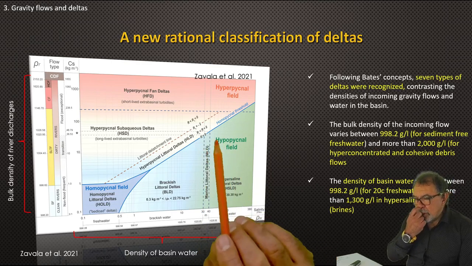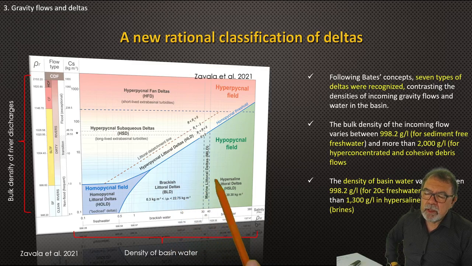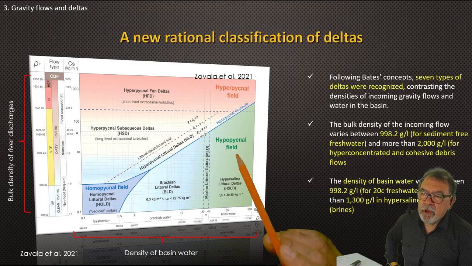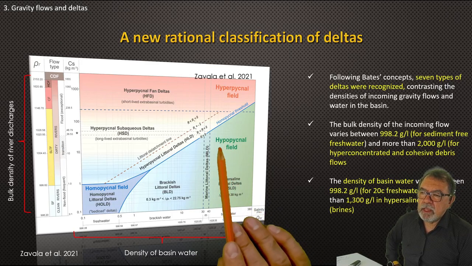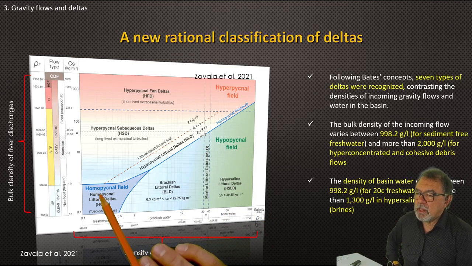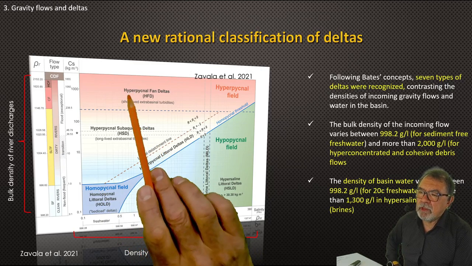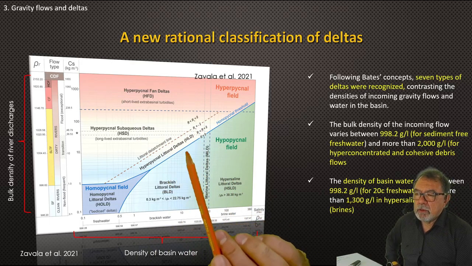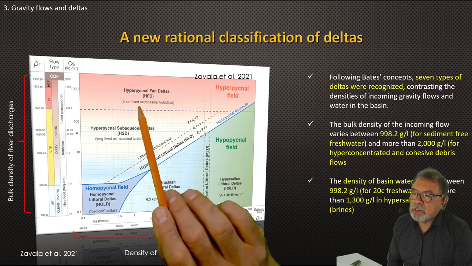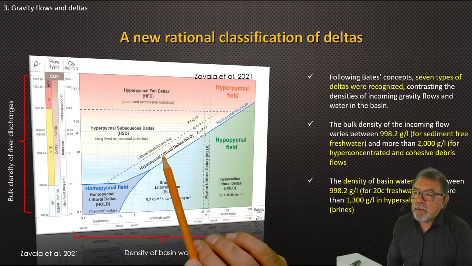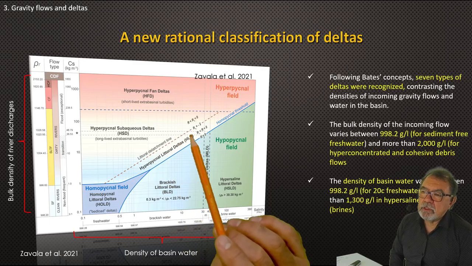So according to this density contrast between gravity flows and water in the basin, we can define different kinds of deltas. Three deltas in the hypopycnal field, one delta in the homopycnal field, and three kinds of deltas in the hyperpycnal field. Very important for the oil industry, and for our understanding of delta deposition, are these subaqueous deltas. Hyperpycnal littoral deltas form very beautiful parasequences we are going to discuss later on.